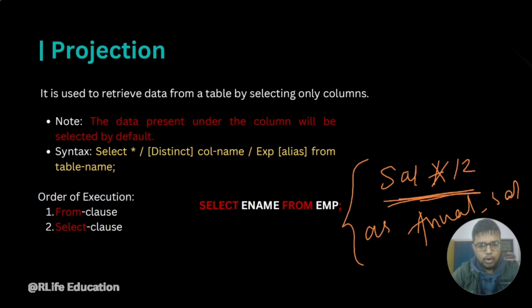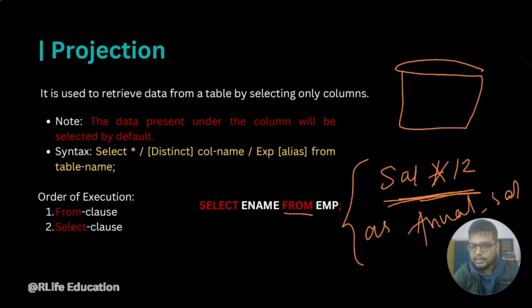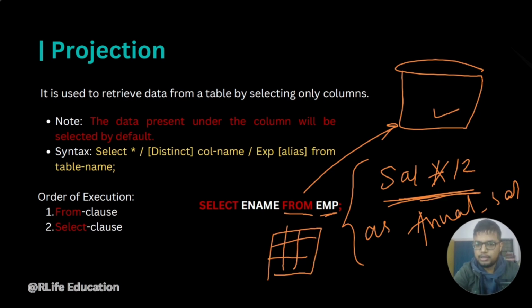What is the order of execution? In our last video we discussed that first of all, the from clause executes. What does the from clause do? Our database is there, and the from clause goes to the database and searches for the table name. Is the employee table present? Yes, the employee table is present. It puts the table under execution.